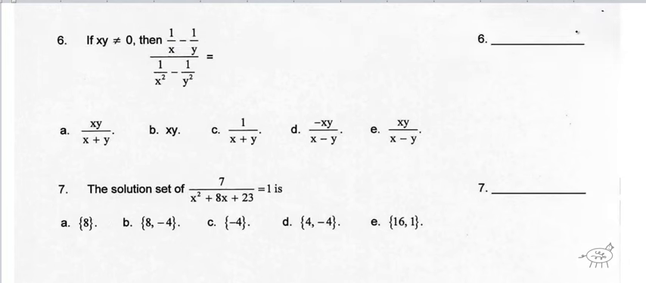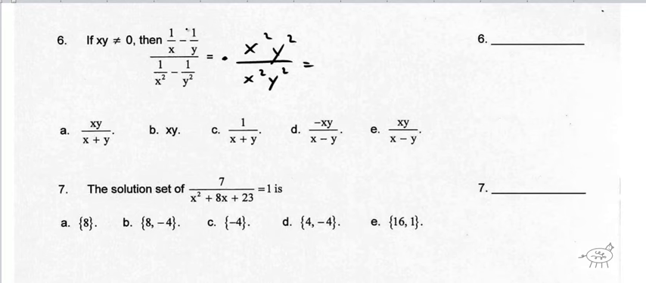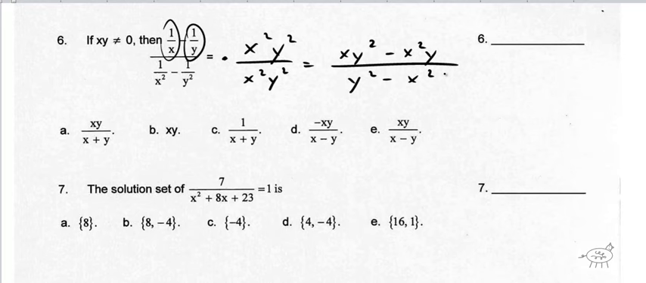Number 6. xy is not equal to 0, then I don't know how you guys learn simplifying fractions, but you need to multiply by a common denominator, and this one happens to be x squared y squared. So I'm going to multiply everything by x squared y squared. I multiply this guy by x squared y squared, I get x y squared. Multiply this one, minus x squared y. This one I get y squared. This one I get minus x squared.